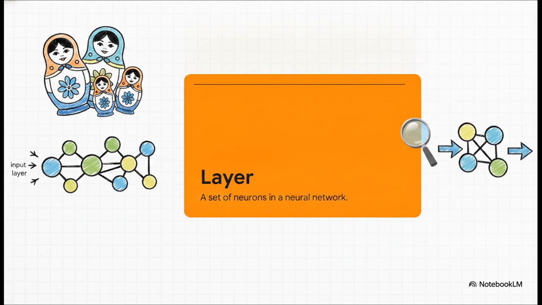I like to think of a neural network like a Matryoshka doll, those Russian nesting dolls. When you open the network up, the first thing you find is a layer. A layer is just a set of neurons within the network. And there are three main types you need to know. The input layer, which receives the raw features, the hidden layers, which do all the complex behind-the-scenes math to find nonlinear relationships, and the output layer, which spits out the final prediction.